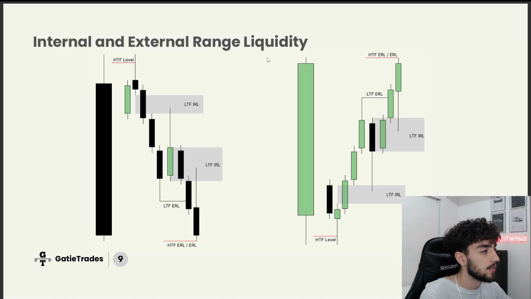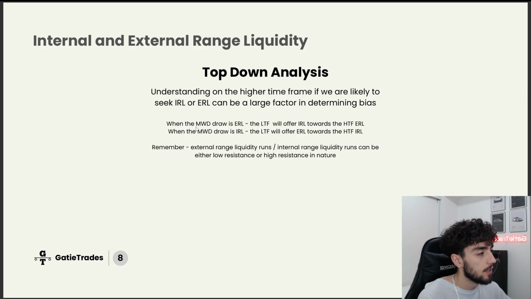This is your final example in the PDF. So here you have a higher time frame candle. You can see price reaches a higher time frame level, and then we like to see a reversal. So in our example, if our drawn liquidity is this higher time frame external range liquidity, just like we said here, if the monthly, weekly draw is external range liquidity, the lower time frame will offer internal range liquidity towards that objective.